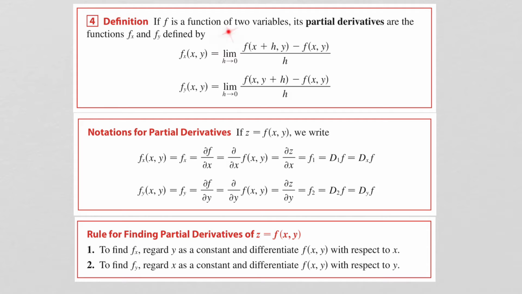So if f is a function of two variables, its partial derivatives are the functions that we call fx and fy, and they are defined in the following way. Fx, which is the partial derivative with respect to x, is the limit as h goes to 0 of f of x plus h, y minus f of x, y, all divided by h. So what you can see is the variable x is changing, but the variable y is held constant.